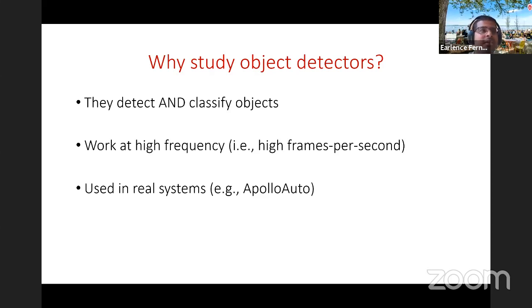More useful to CPSs is that they work at relatively high frequencies, right? So that is, they can process and give you output at high frames per second. And this is very useful for real-time systems. So all of these cyber physical things operate in real time, and your machine learning somehow has to be able to operate in that kind of constrained environment. And finally, we are beginning to see some of these object detectors being used in realistic systems. So for example, Apollo Auto is an open source self-driving car software from Baidu. And I will get into some details of this towards the end of the talk.